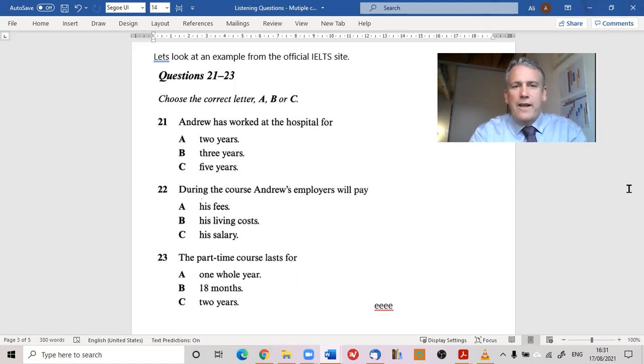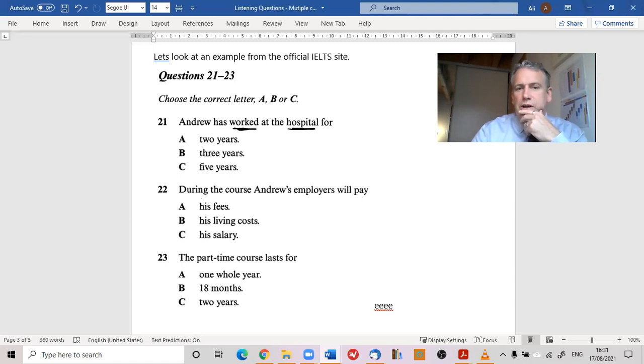Okay, so let's read the question very carefully. Choose the correct letter A, B, or C. It's a type 1. We know that because we only need to pick one answer. Okay, Andrew has worked at the hospital for. What are the keywords here? Well, hopefully you'll have guessed the keywords are worked and hospital.